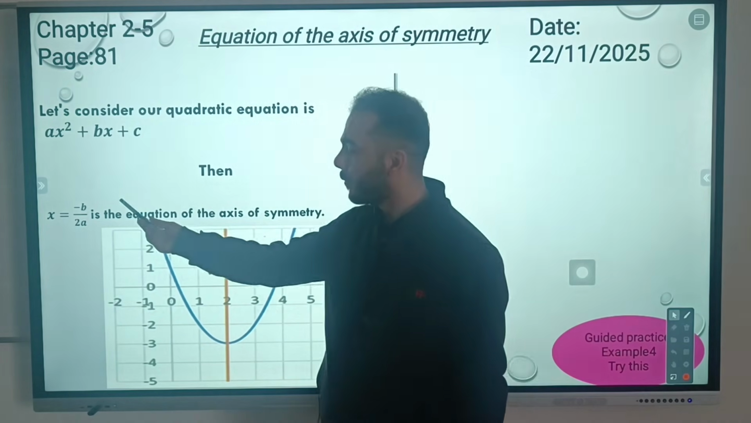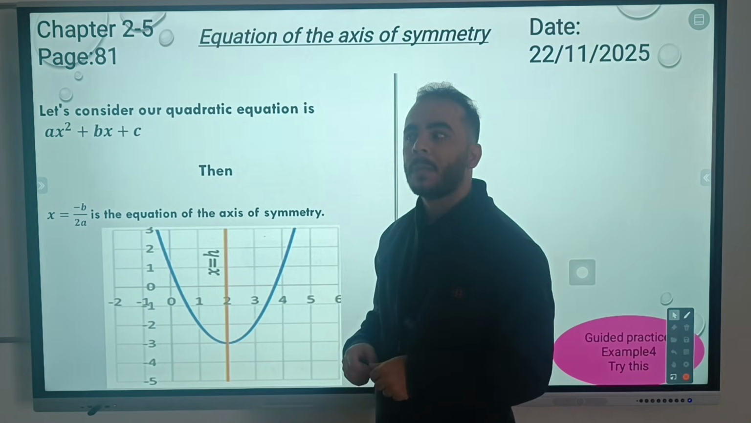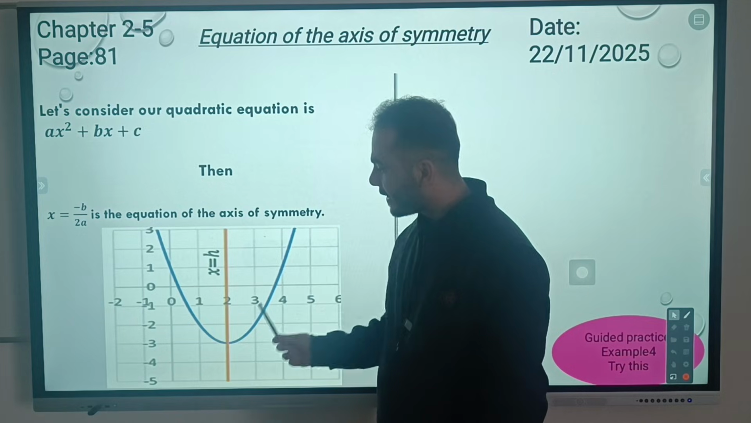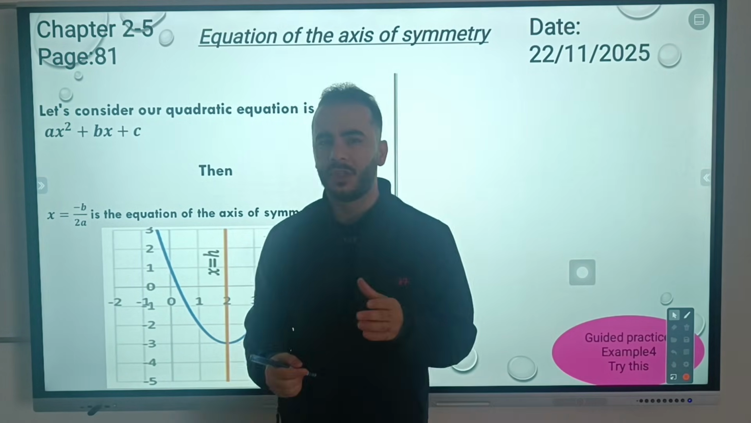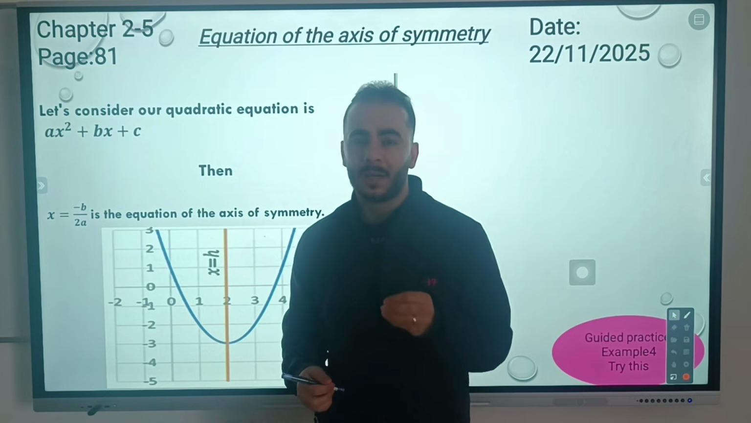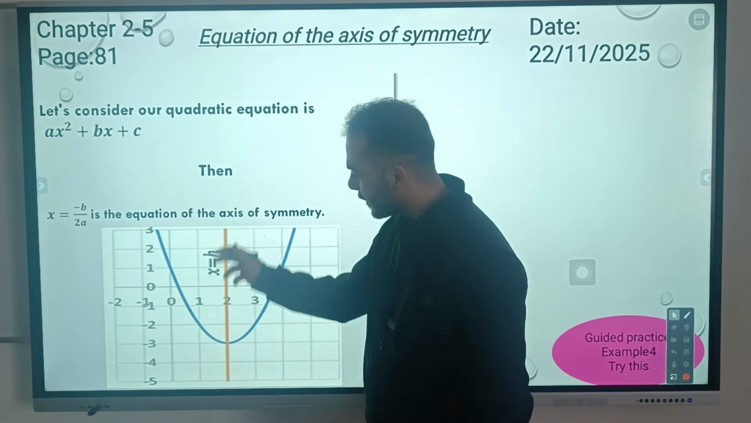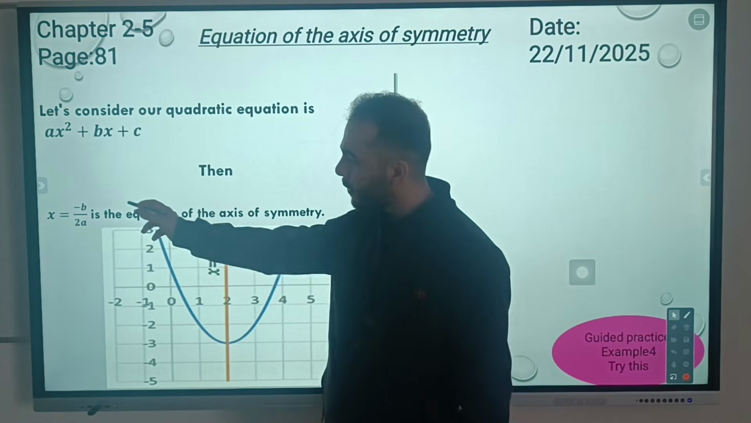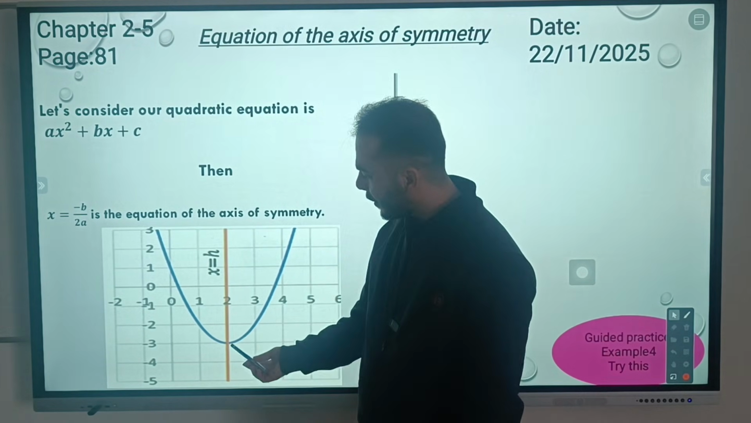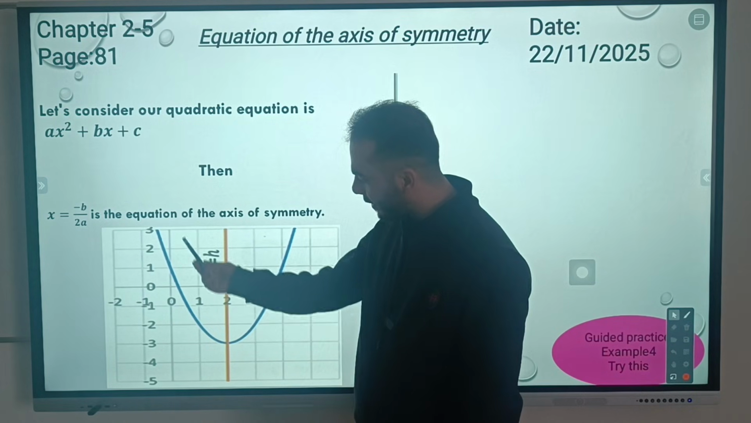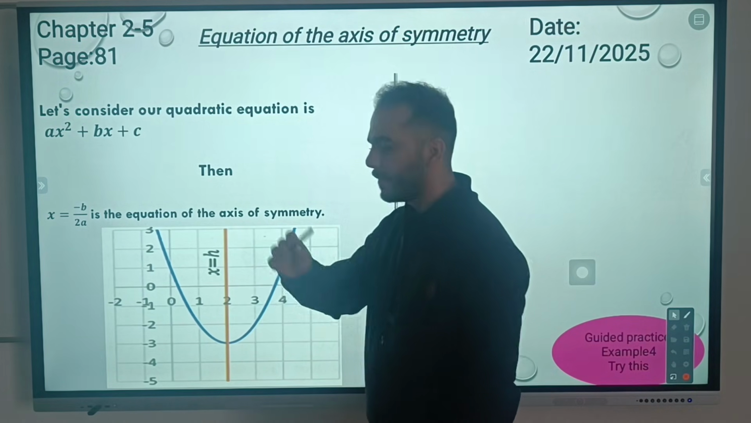Alright, so we always have b and a in our formula. We just substitute them, and we get an equation that we call the axis of symmetry. Axis of symmetry is a vertical line that divides the parabola, which is the graph of the quadratic function, into 2 equal parts. As you can see here, x equals negative b over 2a will become a number. For instance, here x equals 2 will divide this parabola, this graph, into 2 equal parts.